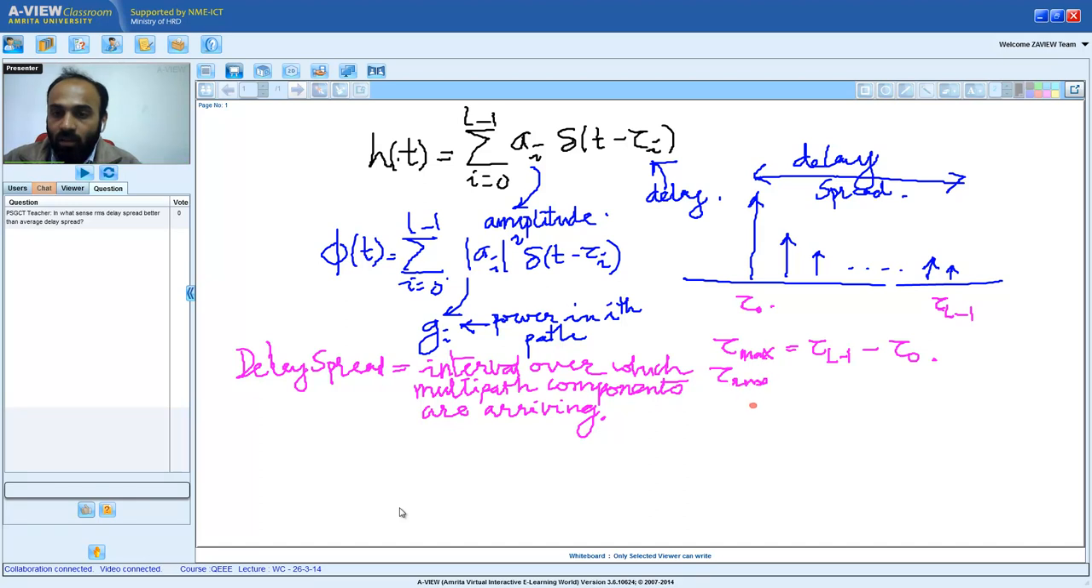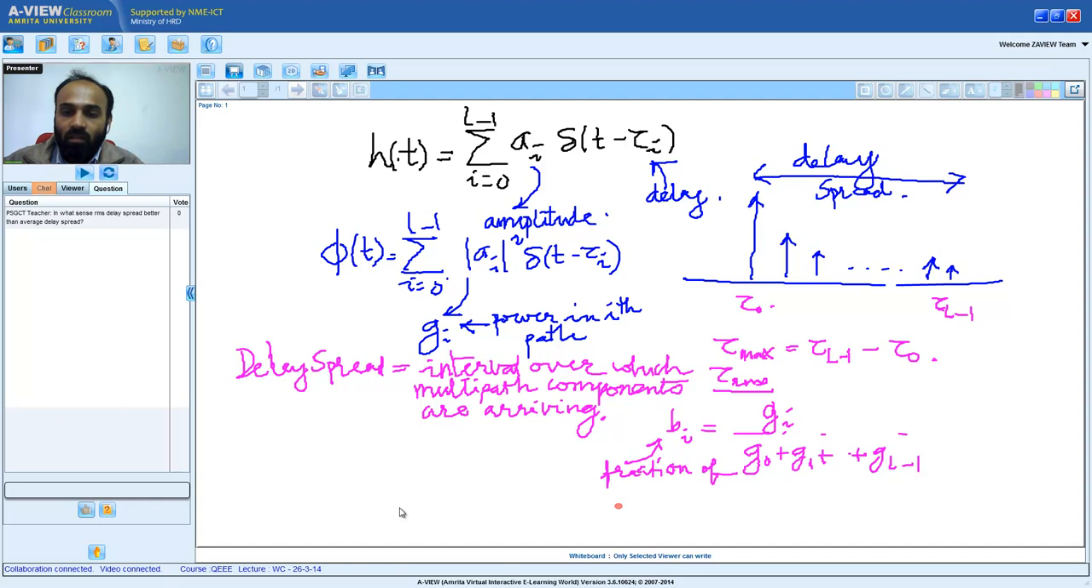Tau RMS. To define the RMS delay spread, first we define the fractional power components b_i equals g_i divided by g_0 plus g_1 plus up to g_L minus 1. That is, b_i is the fraction of power in the ith path.